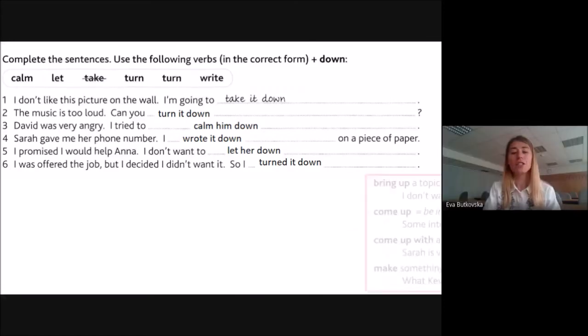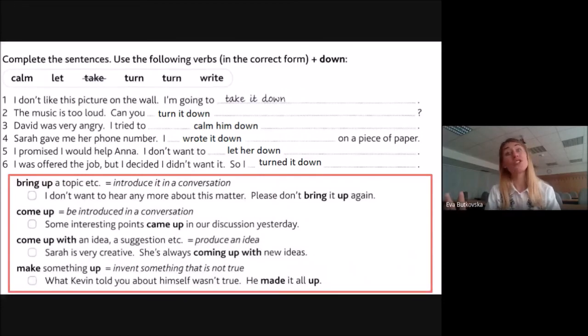And I have a few more phrasal verbs with the preposition up. So bring up means to introduce something in a conversation. For example: I don't want to hear any more about this matter. Please don't bring it up again. So please don't talk about it more. Bring up a topic. Come up is to be introduced in a conversation. So some interesting points came up in our discussion yesterday. So they appeared in our discussion.